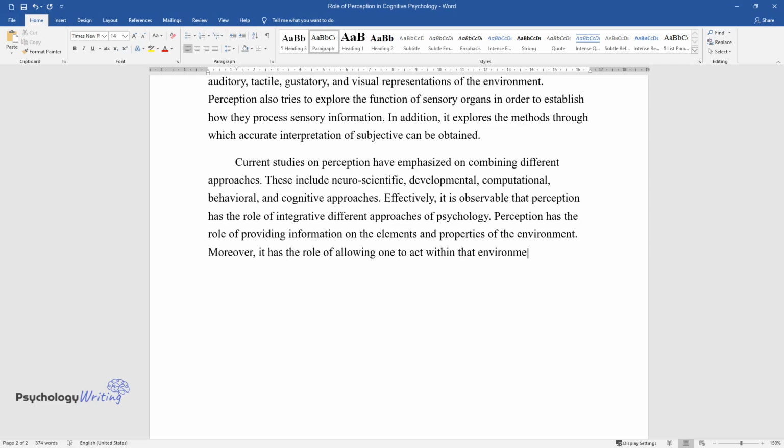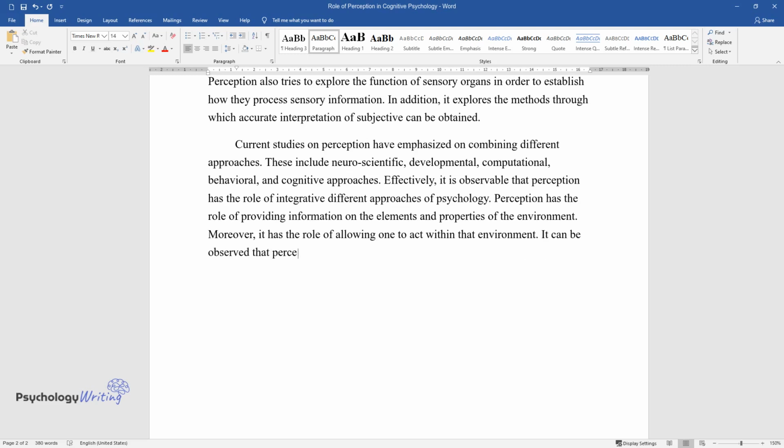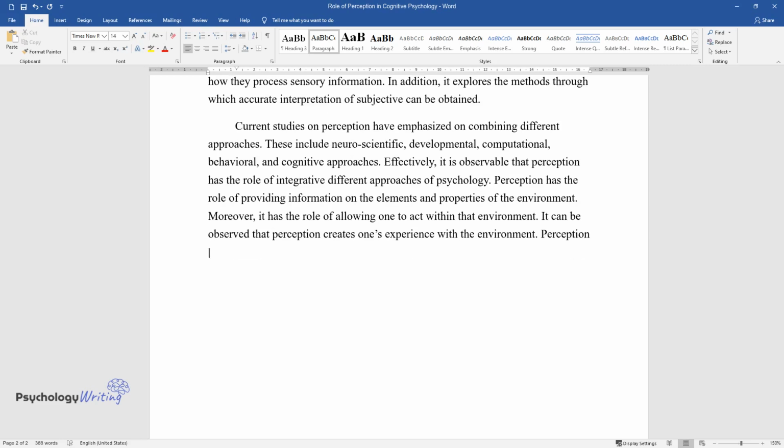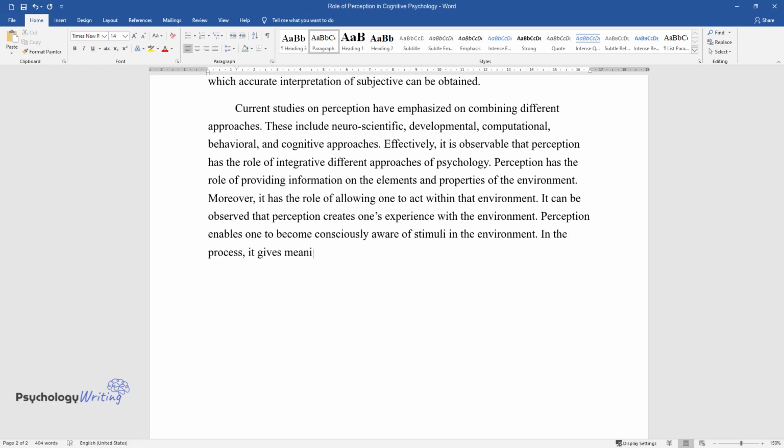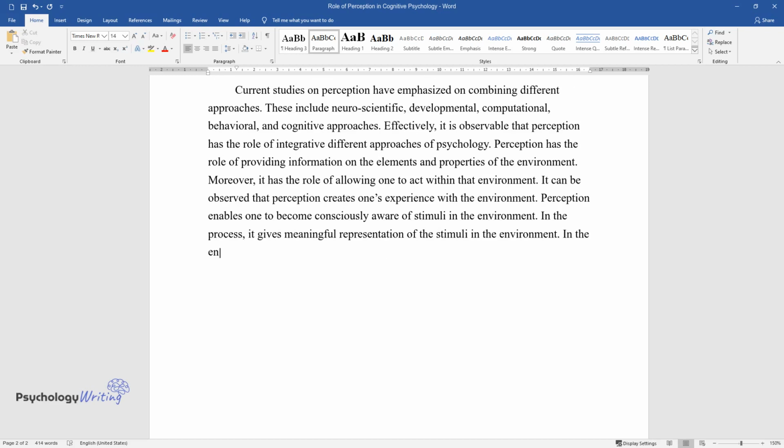It can be observed that perception creates one's experience with the environment. Perception enables one to become consciously aware of stimuli in the environment. In the process, it gives meaningful representation of the stimuli in the environment. In the end, it provides the required response to stimuli in one's environment.